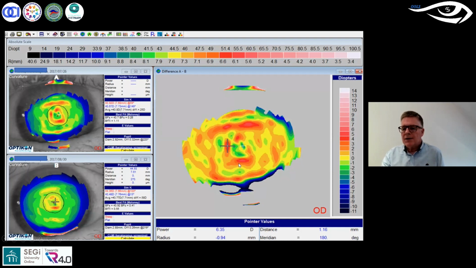And what we see on the right-hand side here is what we call a difference map. This is the computer subtracting one image from the other. And I was able to take the cursor from this central point here. This is the geometric center here. And I just pop the cursor on this high zone, or this elevated zone here. And I was able to measure the dioptric difference at that specific point. And the dioptric difference comes out down here as 6.35 diopters of difference.